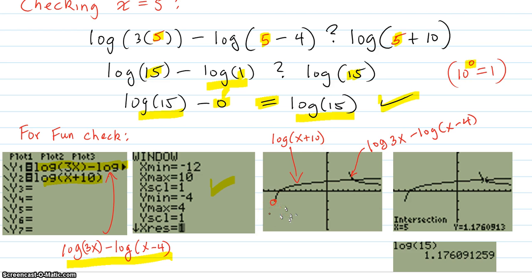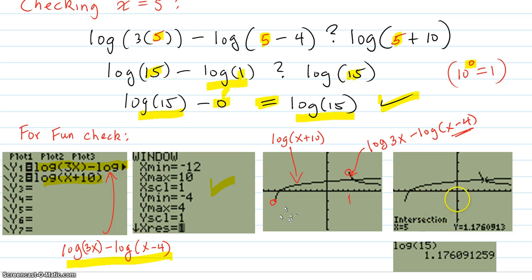And this one stops here, also with an open circle, because x can't be less than 4. It can't be equal to 4, and it can't be less than 4, or this log is undefined. That's why it just stops there at 4. There's 4 right there.